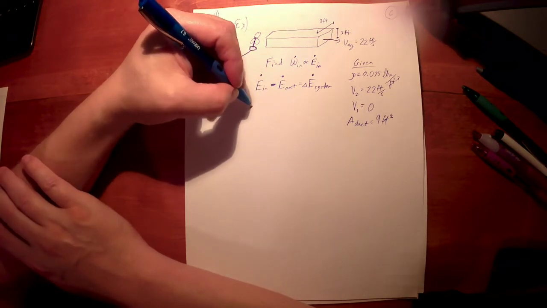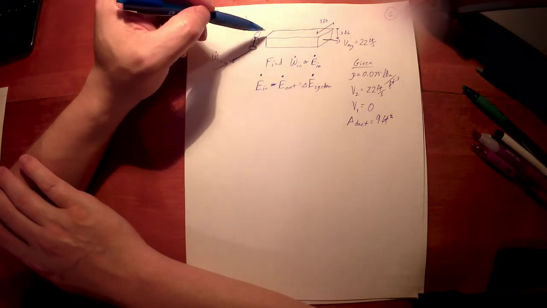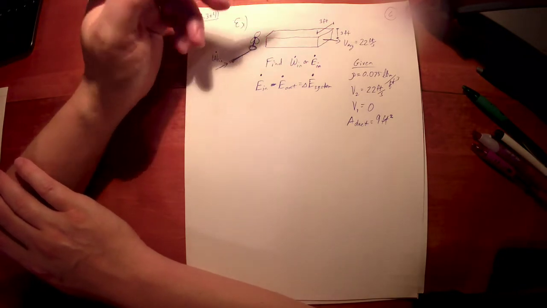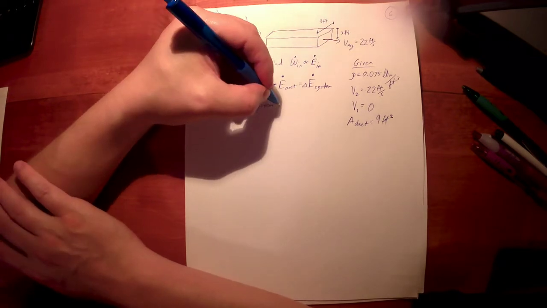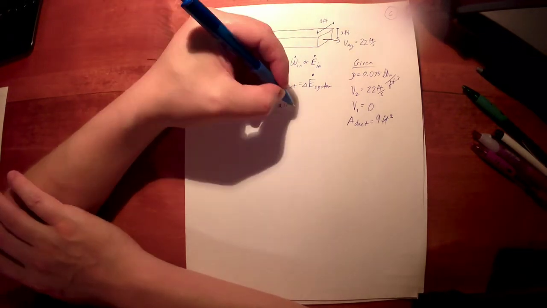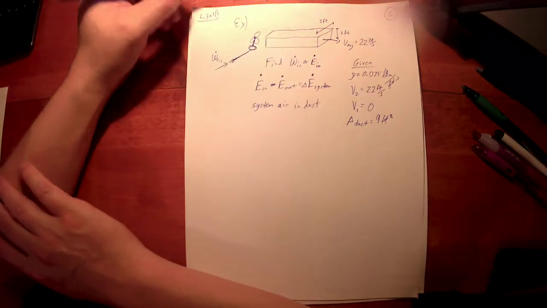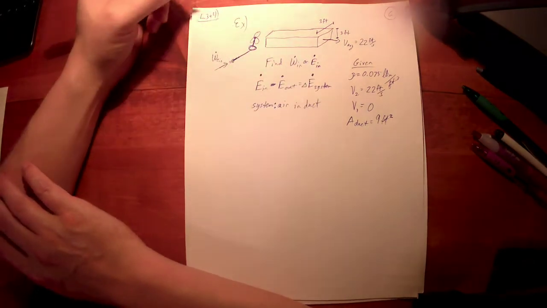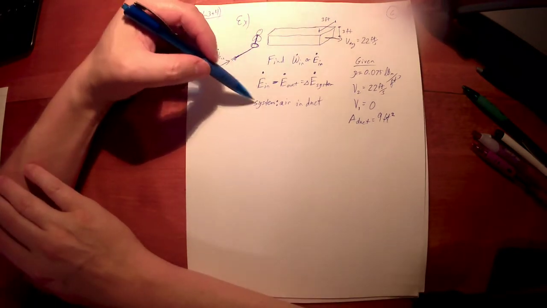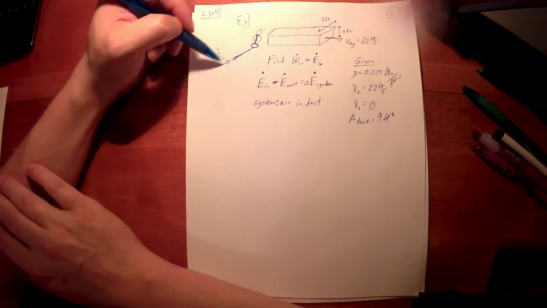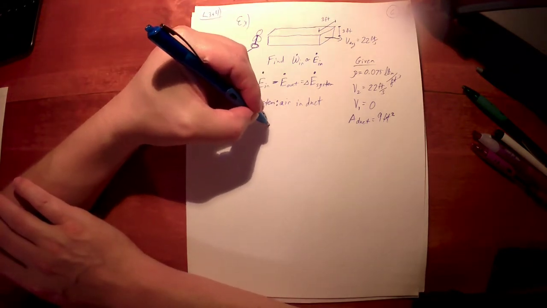Now, to find that, what are the things that are putting energy into the system? And what is the system? Well, the system is the air in the duct. The system we'll call the air in the duct. So what energy is being added to this system? Well, the electricity in it.